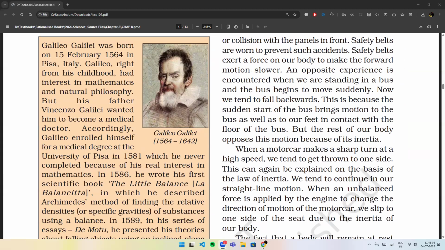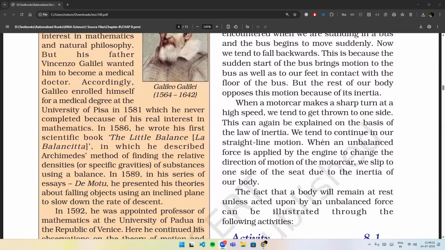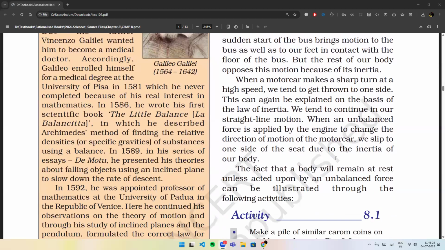An opposite experience is encountered when we are standing in a bus and the bus begins to move suddenly. Now we tend to fall backwards. This is because the sudden start of the bus brings motion to the bus as well as to our feet in contact with the floor of the bus. But the rest of our body opposes this motion because of its inertia.